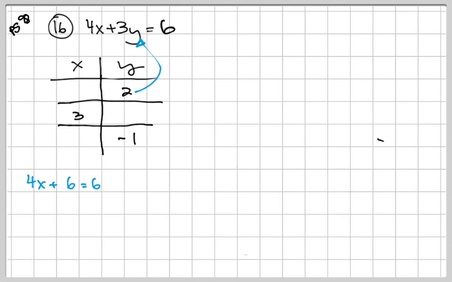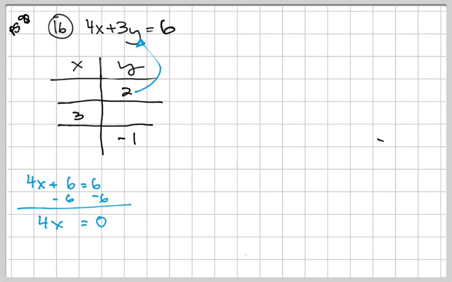I think number 2 or 3 on the test. Okay, let's finish this one here first. How do we solve this? Okay, Alexander already has the answer here. We're going to subtract 6. And we get 4x equals 0.